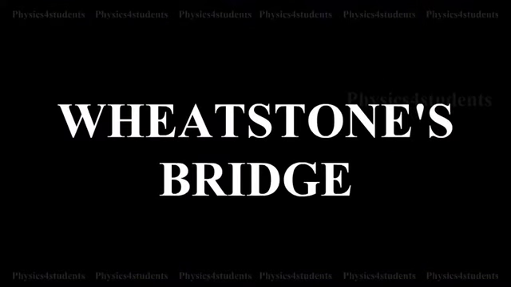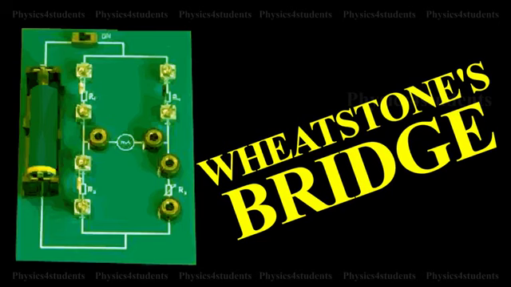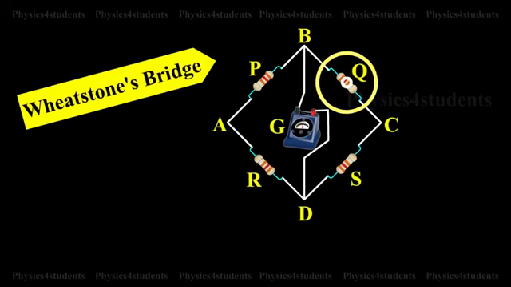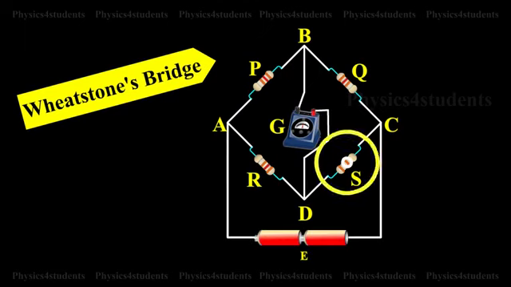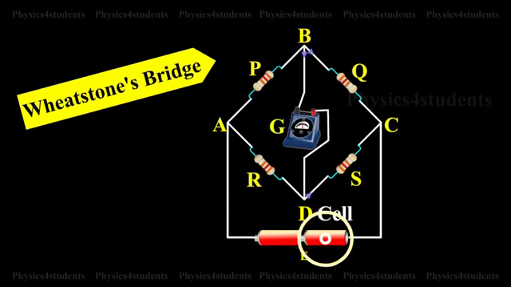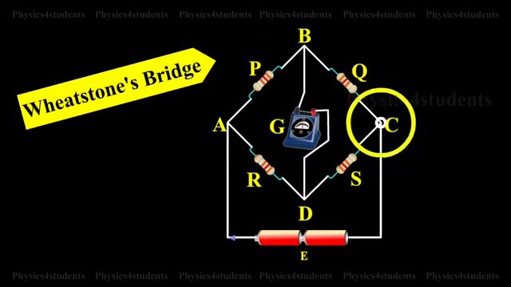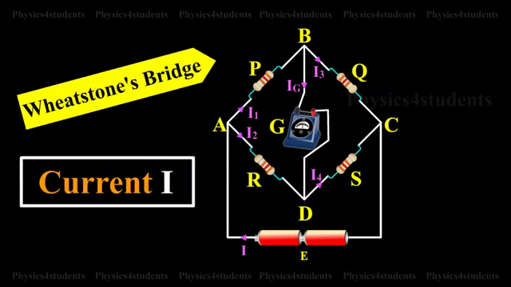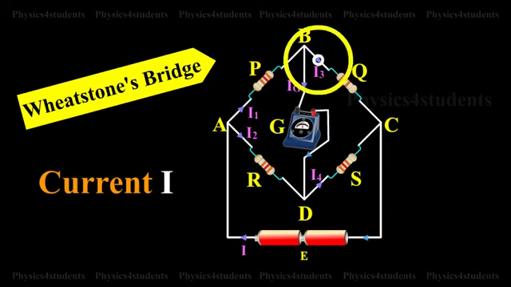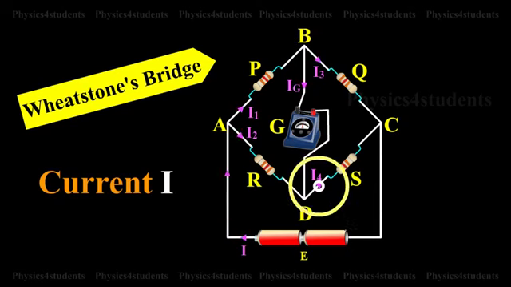Wheatstone's bridge. An important application of Kirchhoff's law is the Wheatstone's bridge. Wheatstone's network consists of resistance P, Q, R and S connected to form a closed path. A cell of EMF E is connected between points A and C. The current I from the cell is divided into I1, I2, I3 and I4 across the 4 branches.